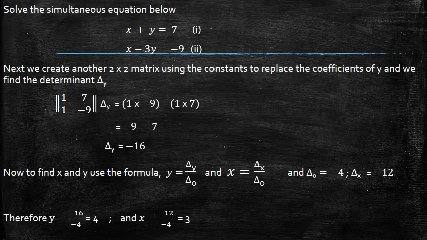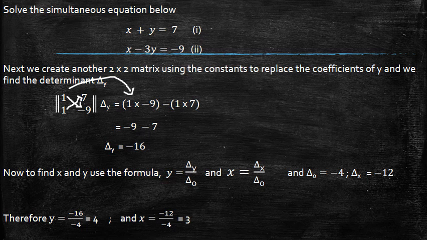The same thing we did in the previous slide to find theta x, we're going to do here to find theta y. But now instead of having 1 and minus 3 here, we now have 7 and minus 9. We've replaced the constants for the coefficient of y. So in this case, the determinant is going to be theta y. So now we find the determinant theta y or triangle y going this way first, 1 times minus 9, then minus 1 times 7.